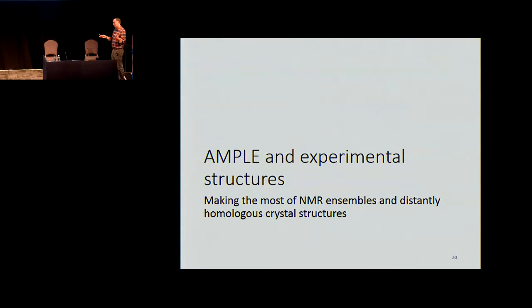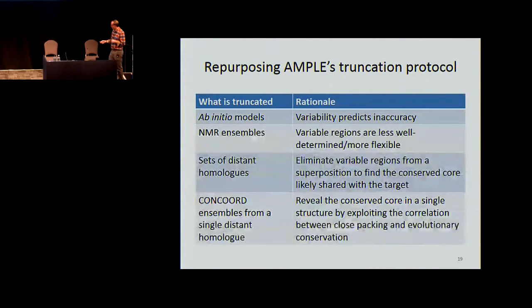So that's all about making ab initio models. More recently, we've been thinking about how to exploit elements of the AMPLE methodology to work with experimental structures as well. So both NMR ensembles and distant homologues, difficult cases. And a good way to frame this part is to think about the truncation, which is a really key part of the AMPLE pipeline, and think about other scenarios in which that truncation works for different reasons.